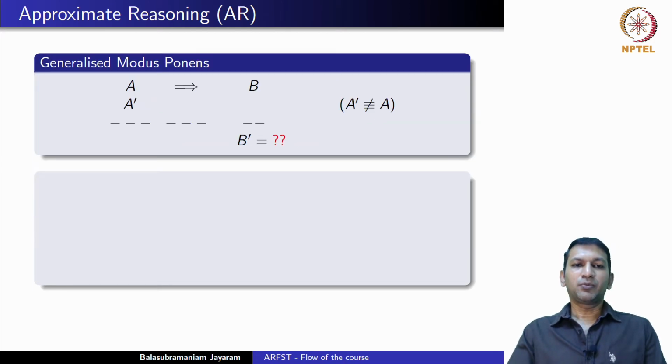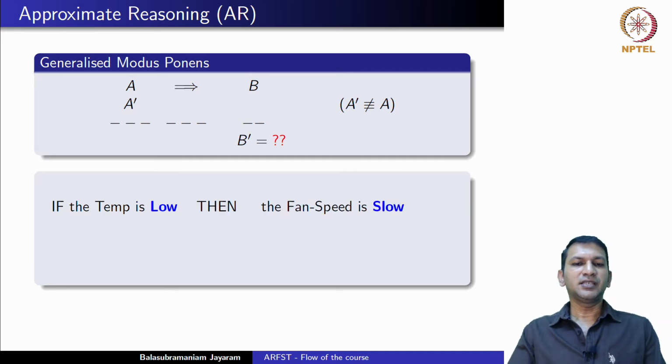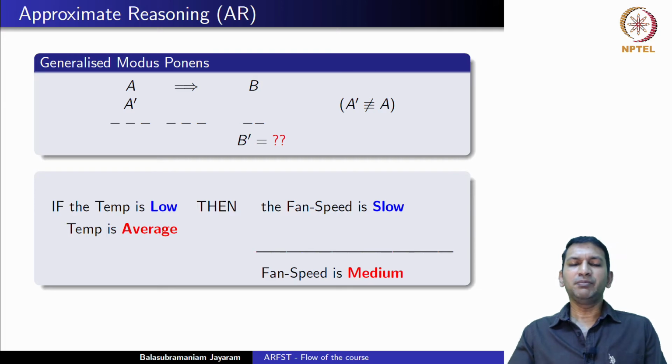Since we discuss approximate reasoning using fuzzy set theory, allow me to offer you a simple example of a fuzzy if-then rule which captures perhaps the knowledge that we already have. If the temperature is low, then the fan speed is slow. Now this is cast in the form of a conditional. Given the input temperature is average, we are likely to make a very simple common sense reasoning stating that the fan speed should be medium.